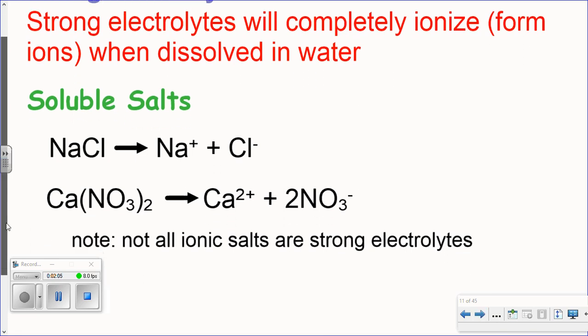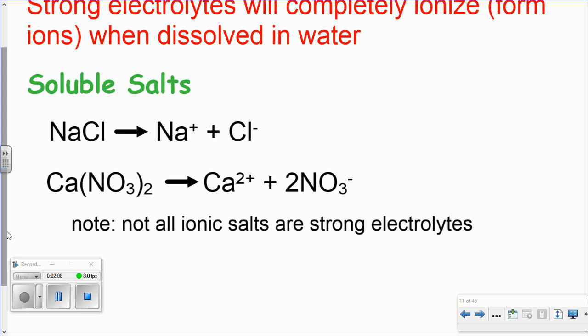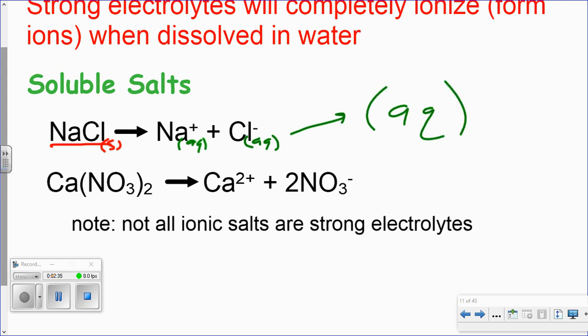These are two examples of strong electrolytes. We have NaCl, of course table salt. When you dissolve that in water, you end up with two ions: a cation and an anion. This solid substance will form aqueous compounds. It's an AQ, for aqueous. Some people say aqueous.